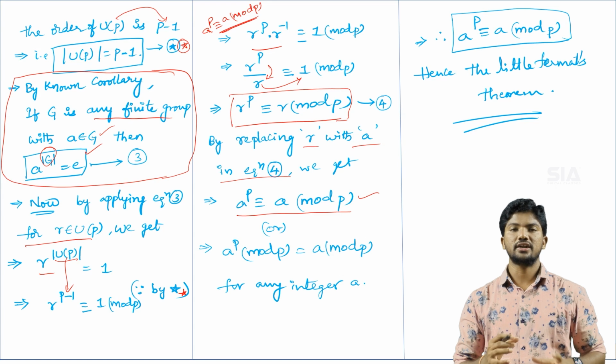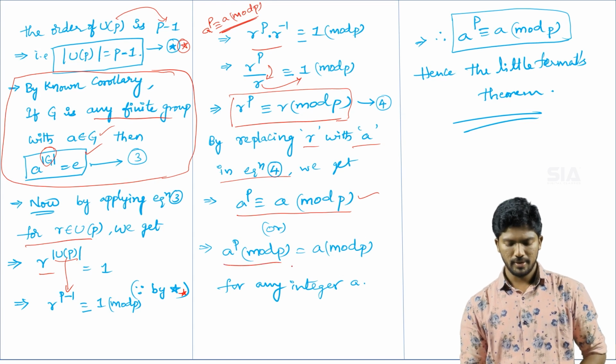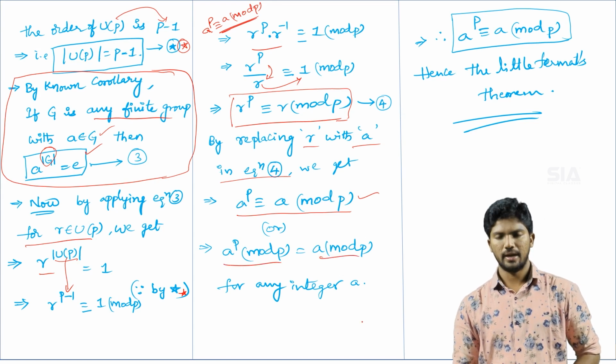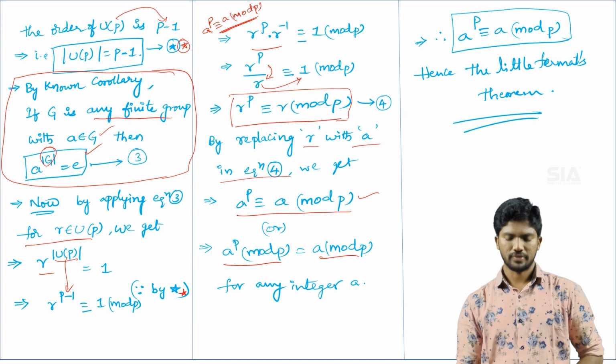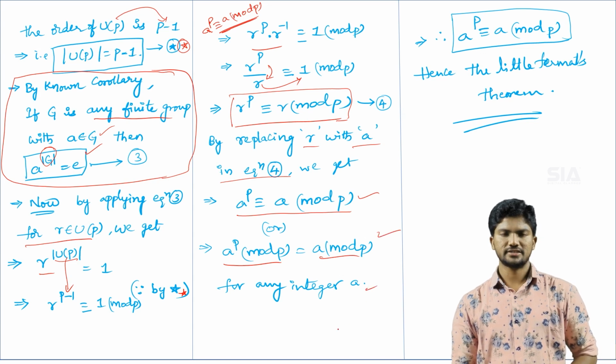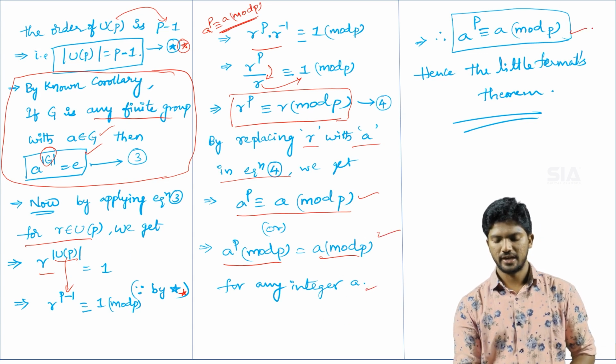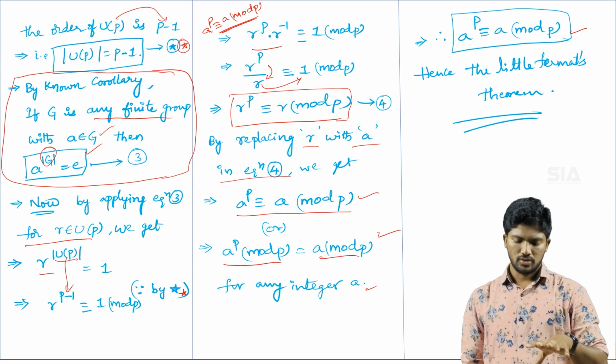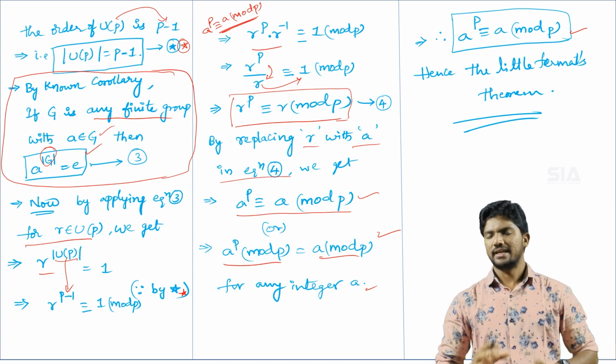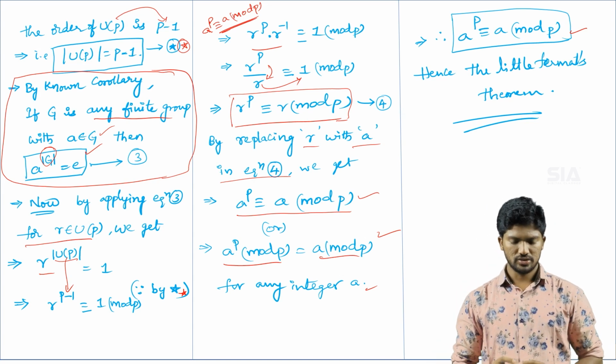Or else, if you write in terms of equality, a power p modulo p is equal to a power 1 modulo p. Okay, so therefore, for any integer small a, you can write a power p congruent to a modulo p. This is the total explanation of Fermat's Little Theorem. I hope you understood this theorem very well.